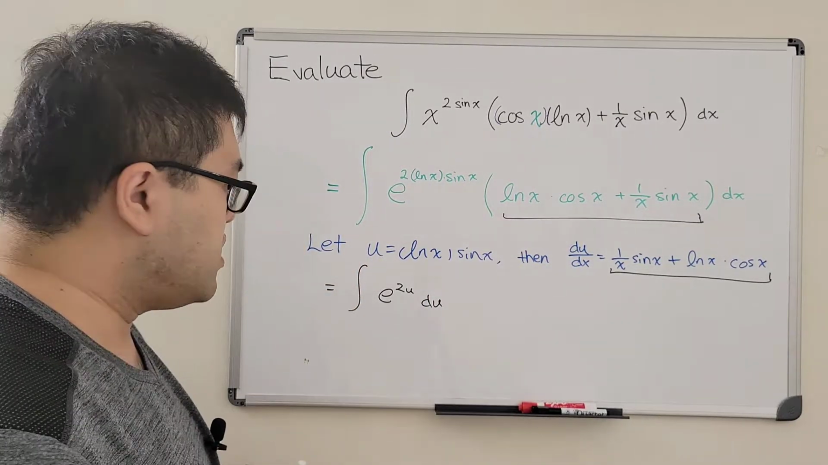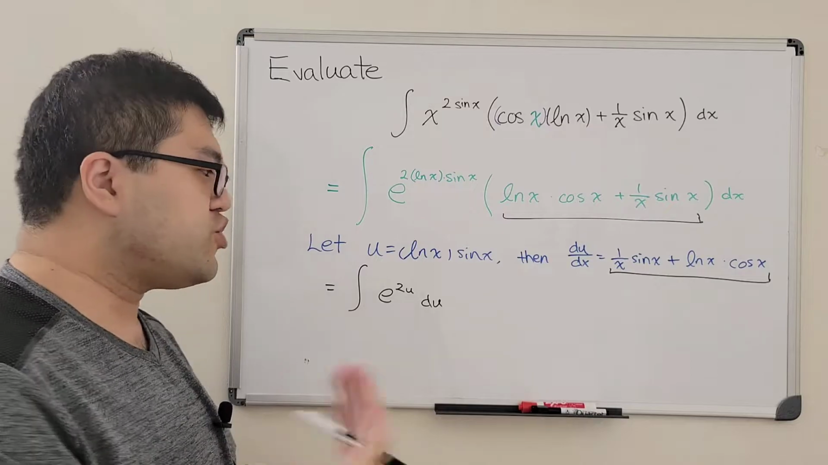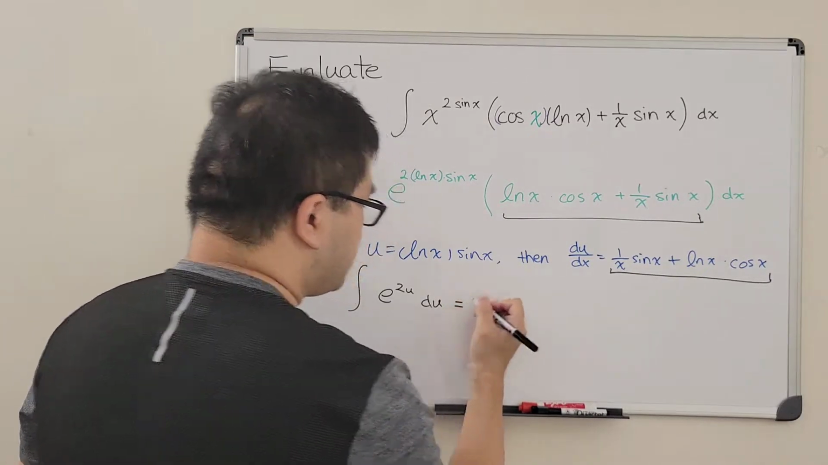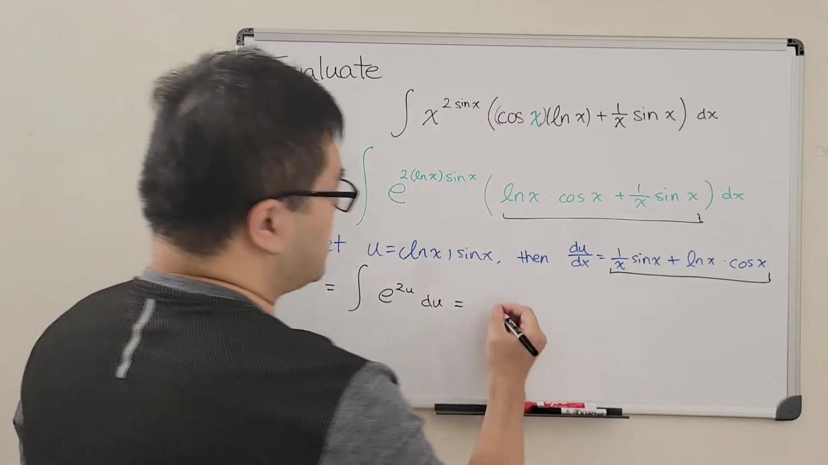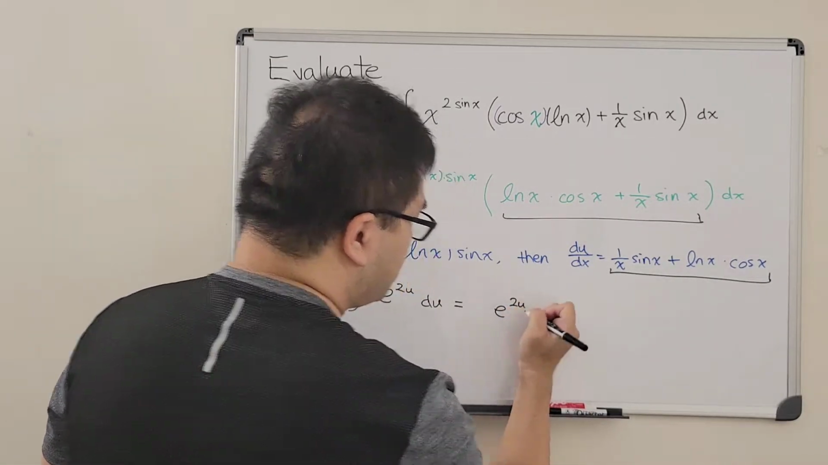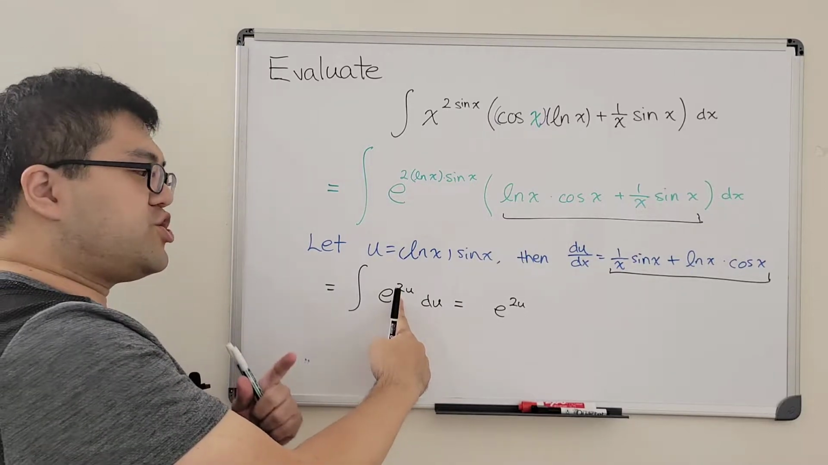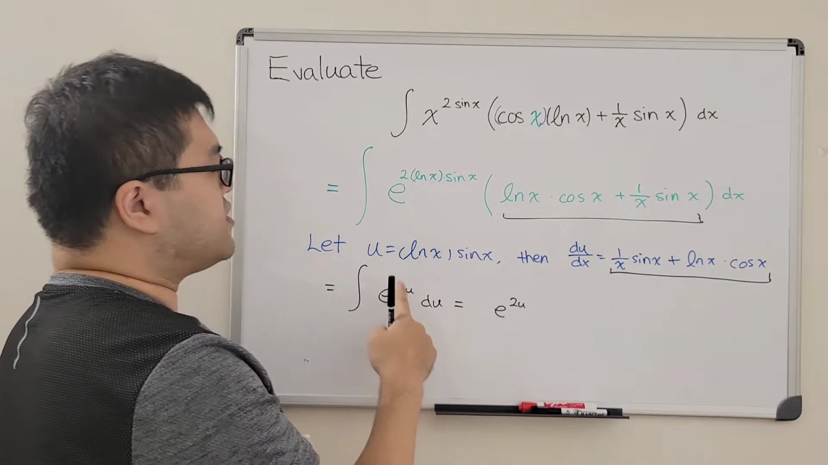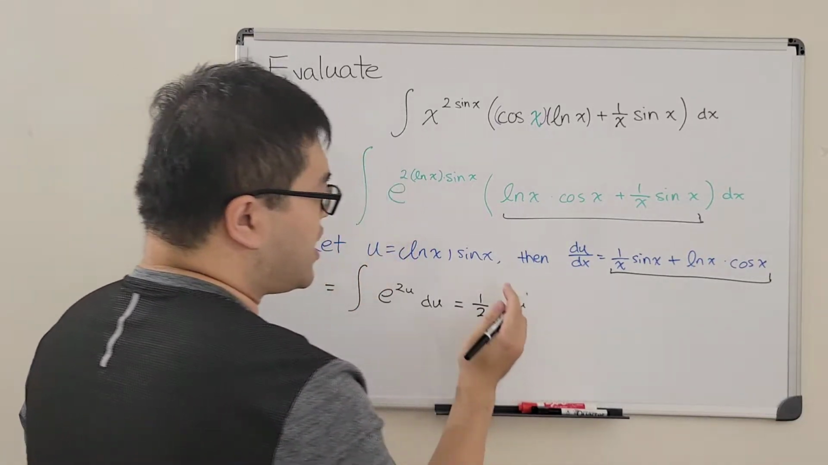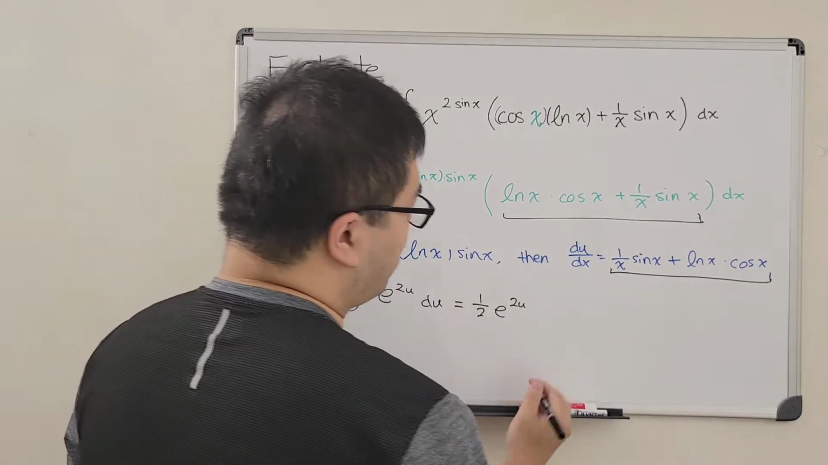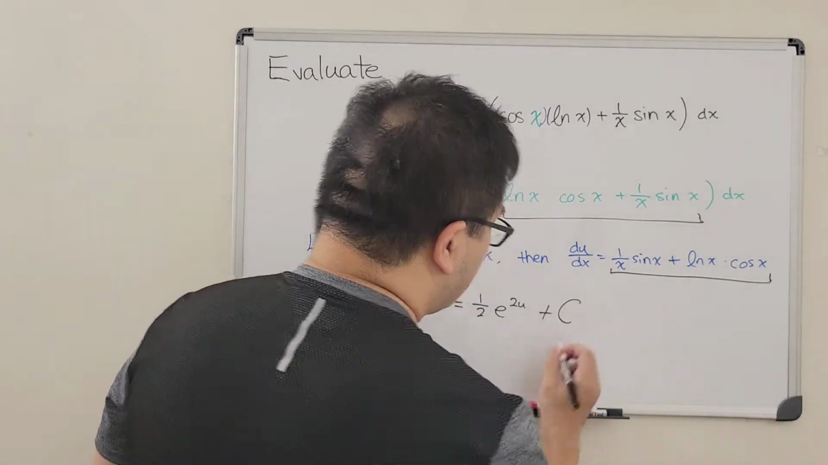Now we just get the integral of an exponential function. So if we take the integral of e to the 2u power, we get e to the 2u, but don't forget the anti-chain rule. So we need to divide it by the constant here, 2. So we get 1/2 times e to the 2u power, and of course, don't forget the plus c.